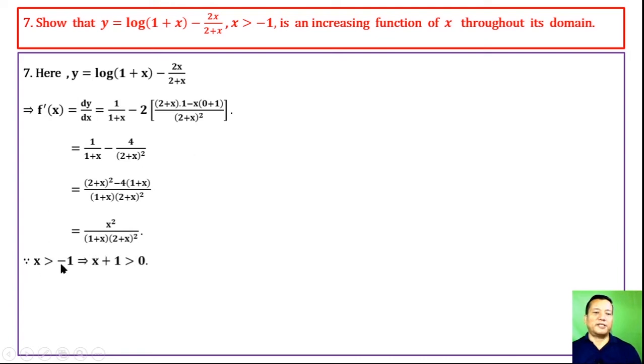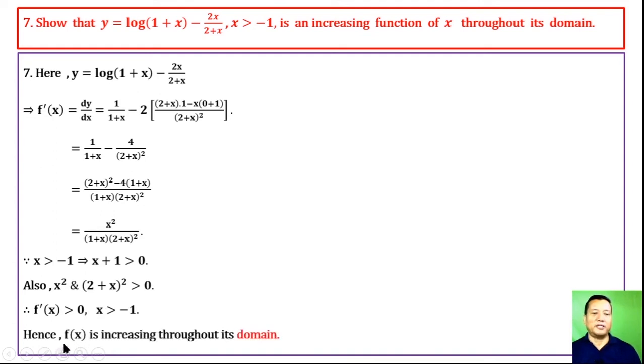Since x is greater than minus 1, x plus 1 is always greater than 0. It is positive. Also, x square and 2 plus x square are greater than 0. They are positive numbers. This is positive. Quotient of two positives is again positive. Therefore, the sign of f dash x is positive if x is greater than minus 1. Hence, f of x is increasing throughout its domain.